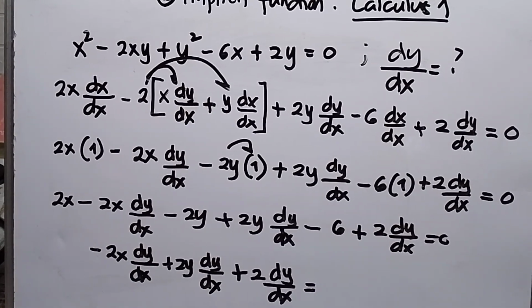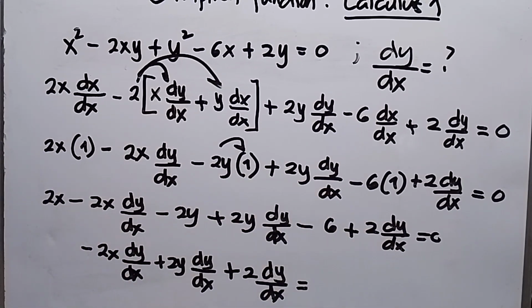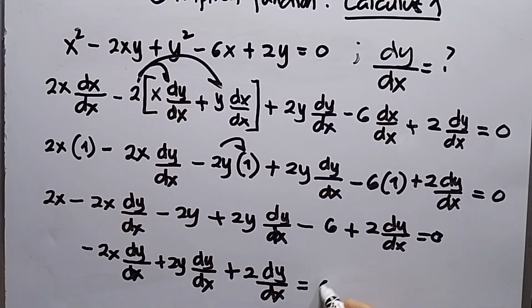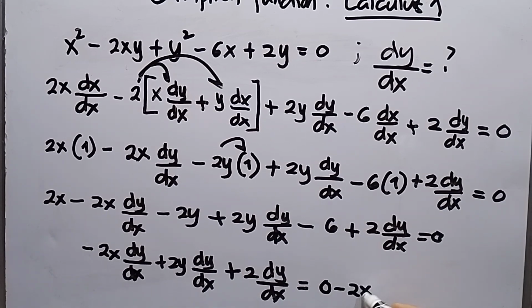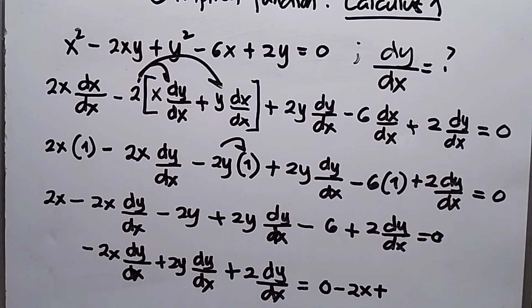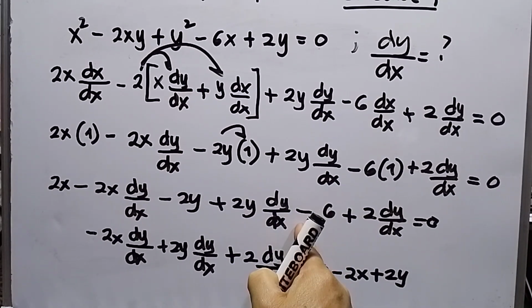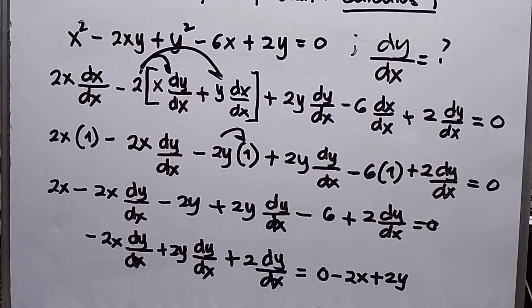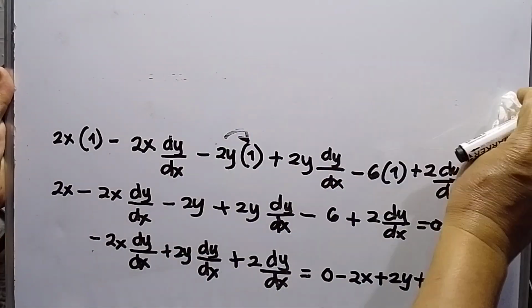Okay? So those terms that don't have dy dx should be at the right side. So first thing is 0. This one transpose, this will be minus 2x. Then this one transpose to the right, that will change the sign, plus 2y. What else? Negative 6 transpose to the right side, this will be plus 6. Okay? So I need to erase this one because I have limited space on my whiteboard.